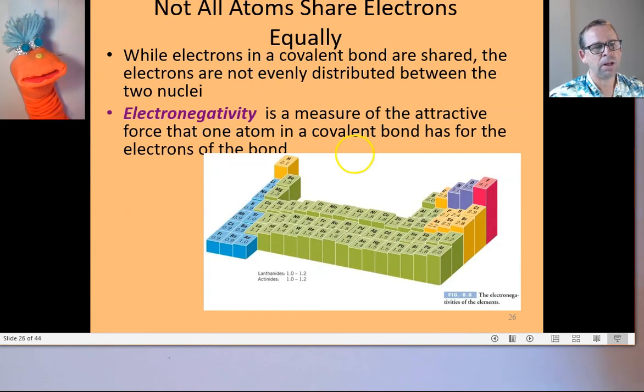All right. Not all atoms share electrons equally.